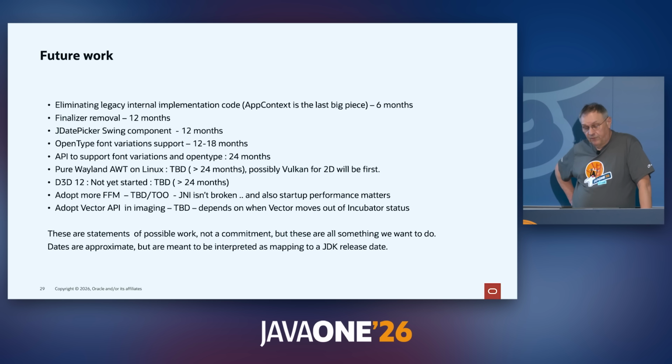The Wayland stuff I mentioned is still some way out. D3D12, we haven't started on that yet, below we have the FX work. Maybe some more FFM. The vector API, I would love to use that for some of our imaging stuff, but a Java SE module cannot depend upon an incubator module, so it's not possible for us to do this until that becomes final, or at least preview, which depends on Valhalla.